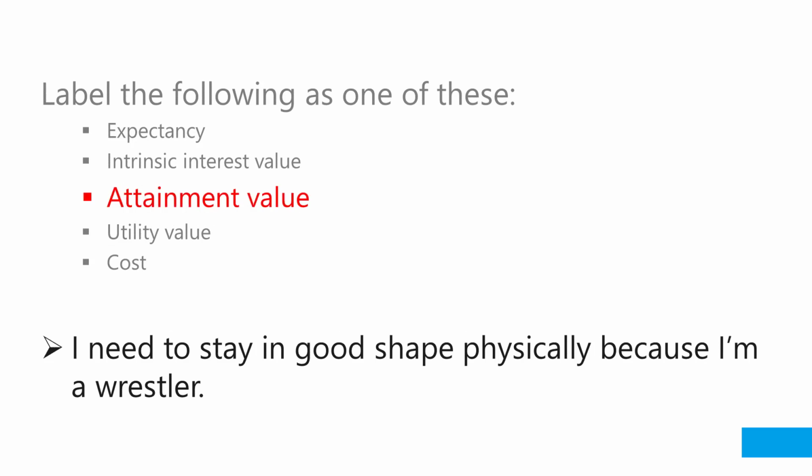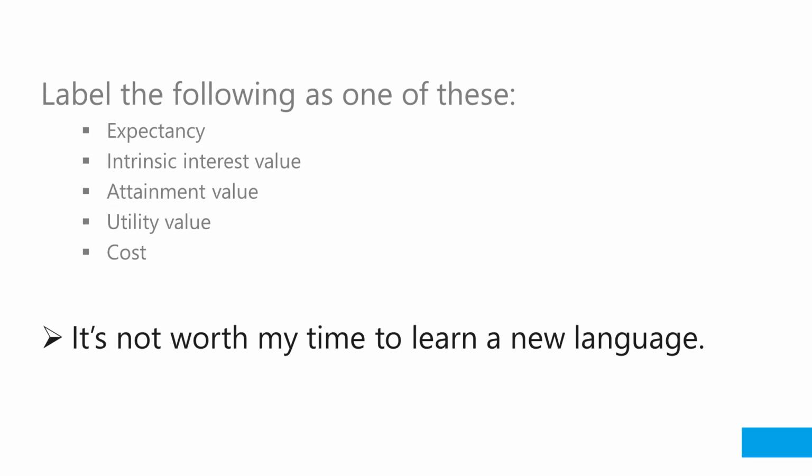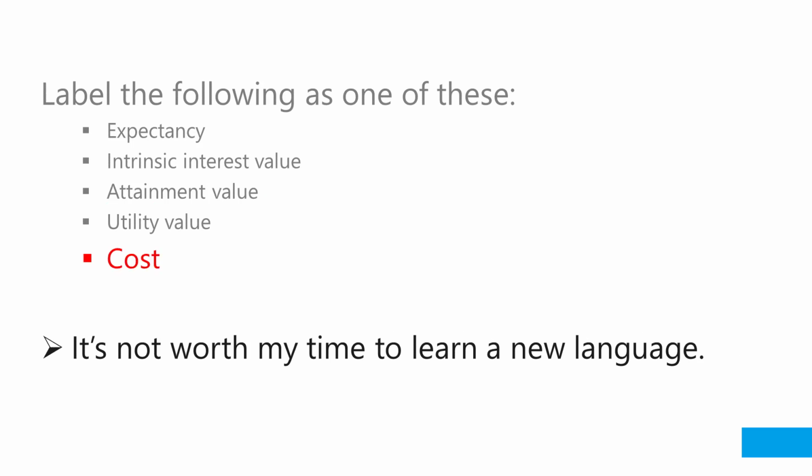This one is attainment value, because it refers to the person's identity as a wrestler. It's not worth my time to learn a new language. Here the person is evaluating the cost of taking the time to learn a new language. Therefore, it's most related to cost.